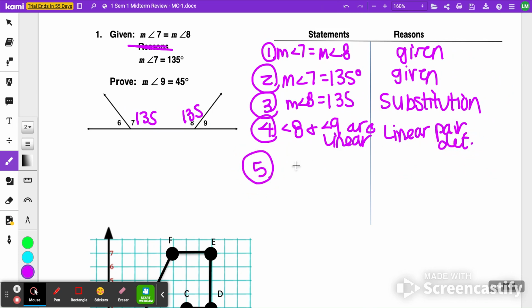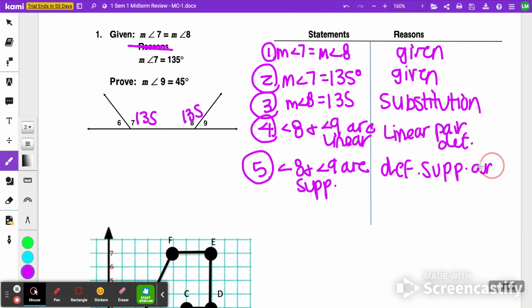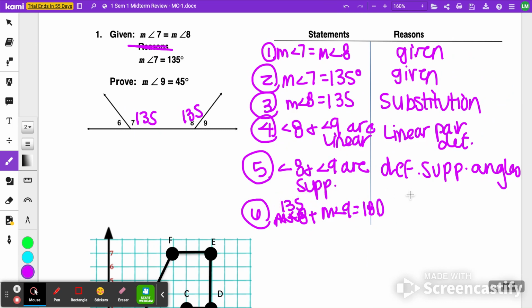Okay, from there, we can also say that angle 8 and angle 9 are supplementary, which just means that's the definition of a supplementary angle. So therefore, the measure of angle 8 plus the measure of angle 9 is equal to 180. That we can use as substitution, where the measure of angle 8 is equal to that 135. So I'm actually going to put 135 in where that measure of angle 8 was. So this was substitution.